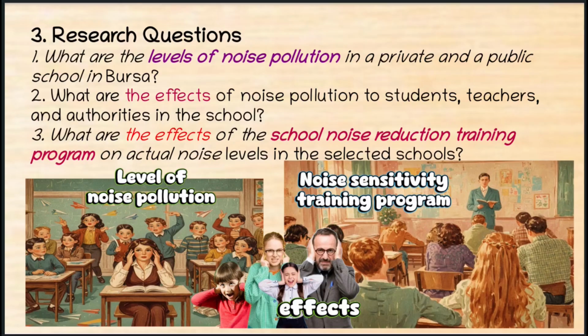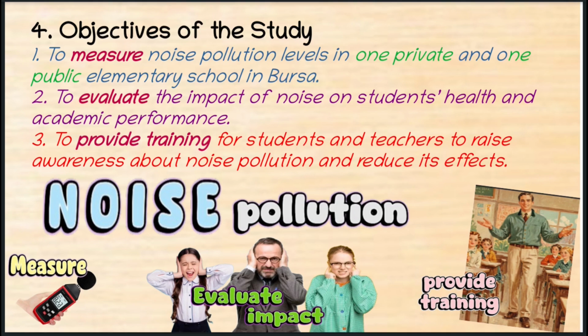The third component is the research question. Research questions are smaller and made more specific. So the researcher got 3. Number 1, what are the levels of noise pollution in a private and a public school in Bursa? Number 2, what are the effects of noise pollution on students, teachers, and authorities in the school? Number 3, what are the effects of the school noise reduction training program on the actual levels of noise in the selected school? The fourth one is the objective of the study.